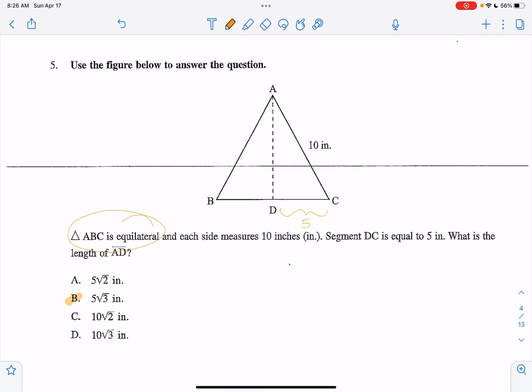An equilateral triangle is a regular triangle. It means that all sides are equal, and all angles are equal. All angles will be equal to 60 degrees, so for an equilateral triangle, it's 60, 60, 60. So angle C, we know, has to be 60 degrees. And that means that AD is a perpendicular bisector.